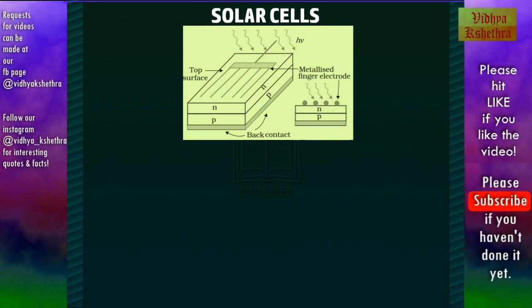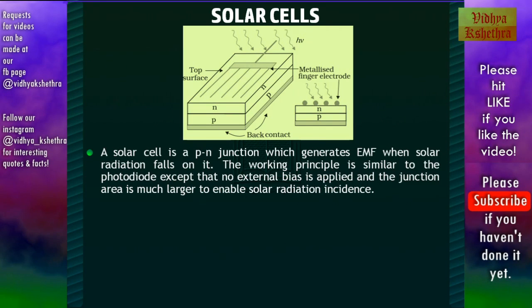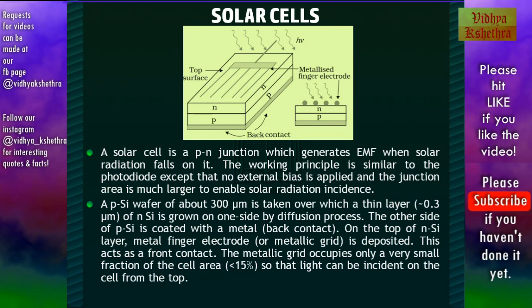Now we can see about solar cells. It is a PN junction which generates EMF when solar radiation falls on it. The working principle is similar to the photodiode except that no external bias is applied and the junction area is much larger to enable solar radiation incidence. So this is the construction of a solar cell.